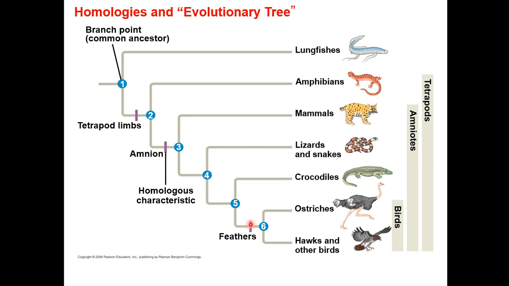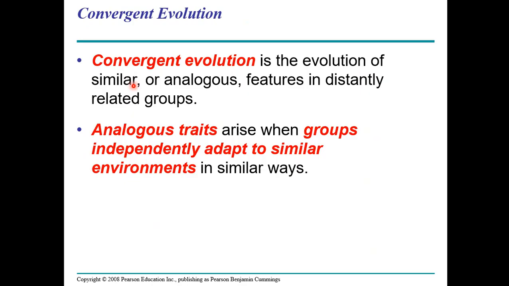So, here it says that from amphibians to hawks and other birds, merong presence ng tetrapods. From mammals, except for amphibians, to hawks and other birds, presence of amnion. For ostrich and hawks and other birds, they are birds. Okay po, so yung lahat ng to, common ancestor nila is yung number one.